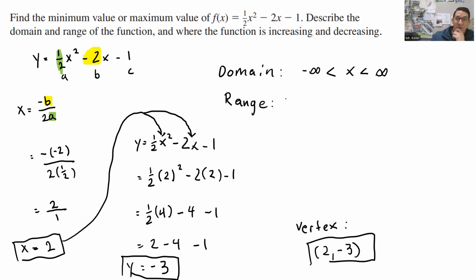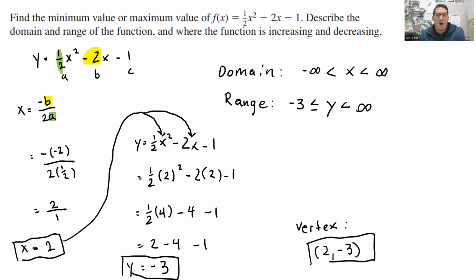And so the range, our y values, since this is a minimum, it's not going to go below negative 3. So y can be from negative 3 to infinity. So it's going to look like that.